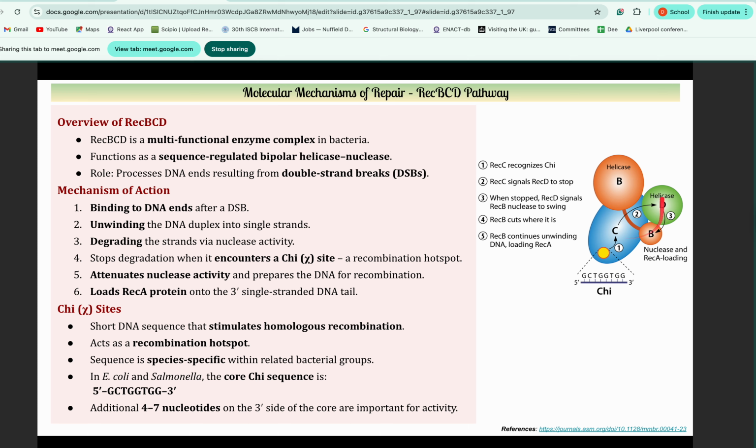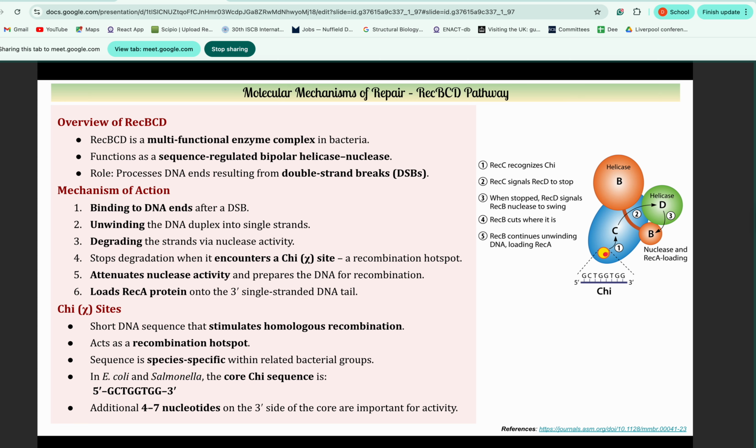So imagine that this particular protein complex is binding to the site of damage. Now what will it do? For example, if a blunt end cut is there, it will recognize that site, bind to it, and start unwinding the DNA, constructing two different single strands. With its helicase activity, it is doing the unwinding. Then it will call the nucleases which will degrade the single strand. So one single strand will be degraded, and this process will take place till the chi site is reached.